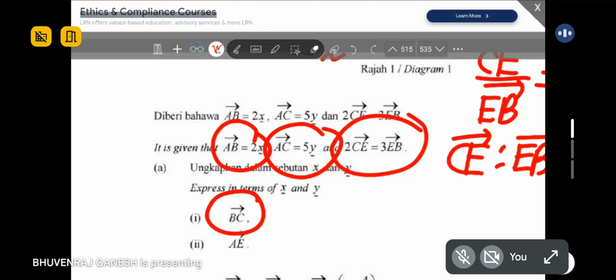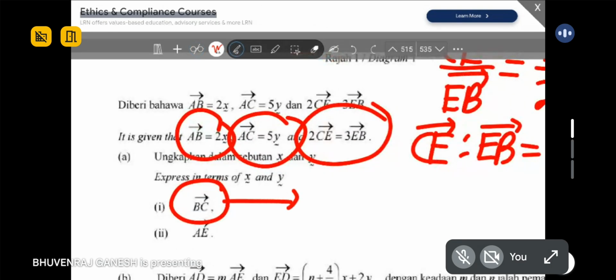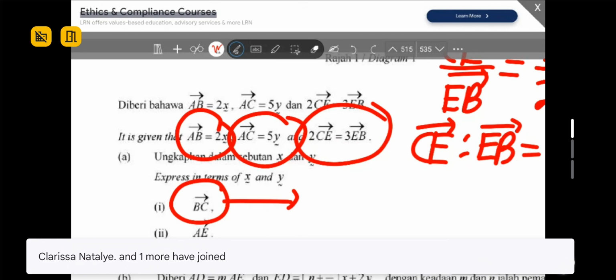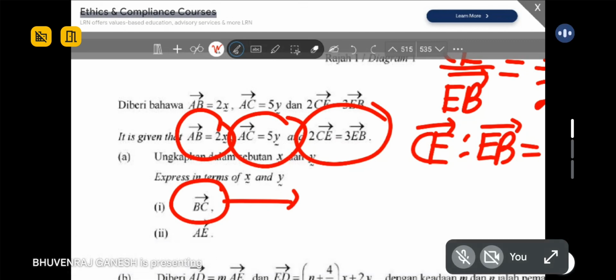Alright, so now after you finish everything, you see the question. The question asks BC. So guys, can you tell me the combination of vectors that can give you BC? Apa gabungan dua vector? What plus what? You guys think and see. So anyone got idea? BC sama dengan apa? Come on, guys. You must be active to comment. Don't be silent like that. When you are silent, I'm scared. Kai, I ask you for BC only.